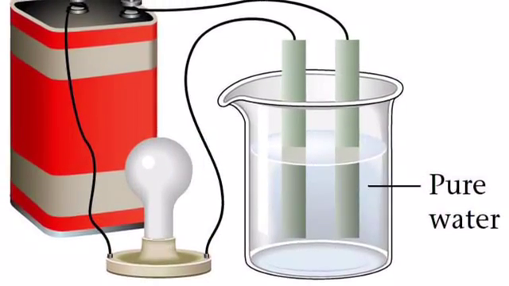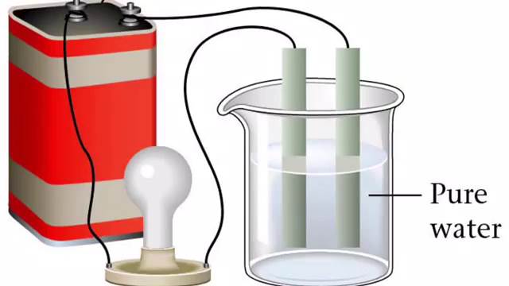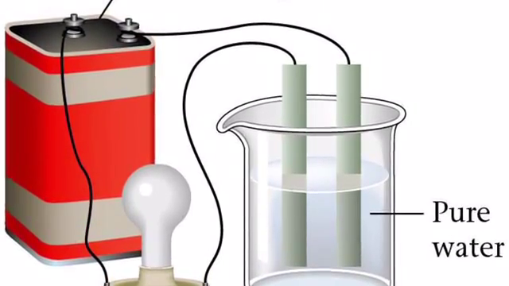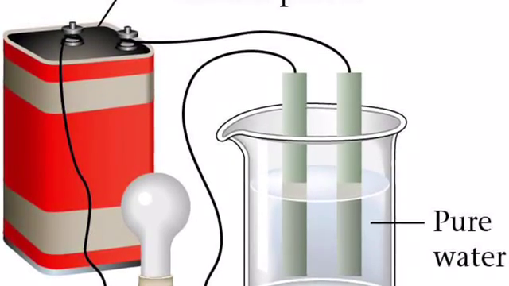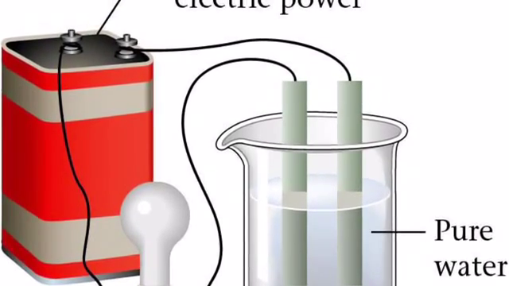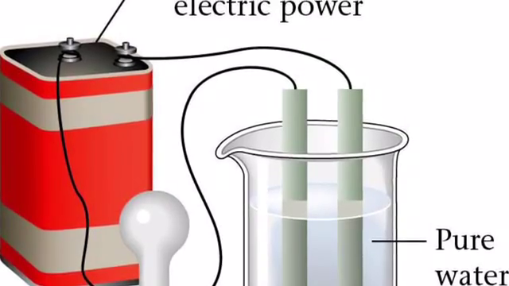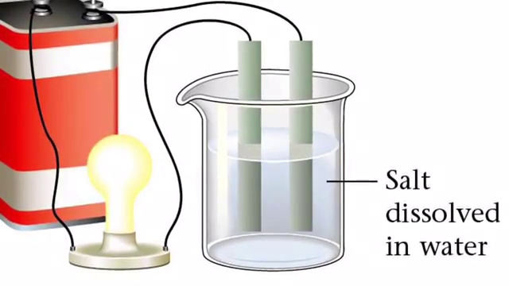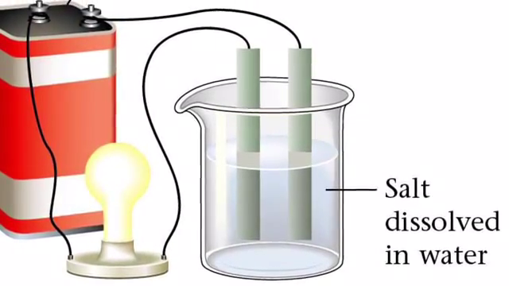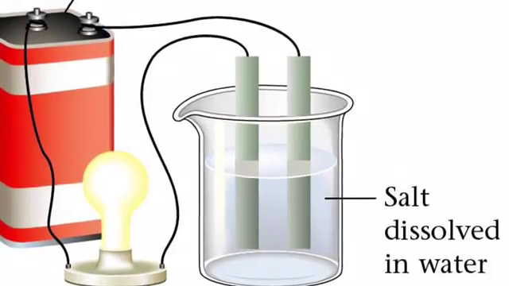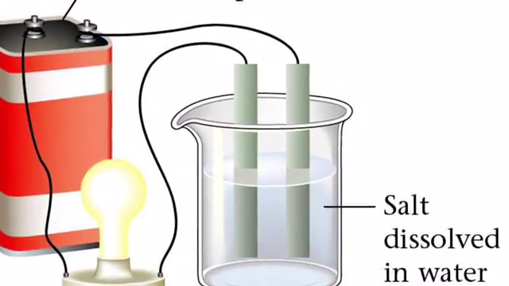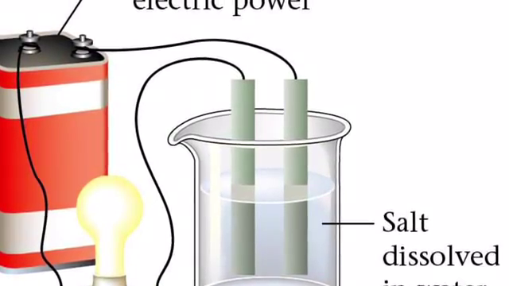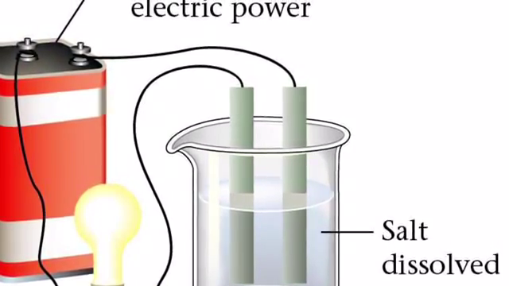We can test to see if a given compound is an ionic compound or not. For example, here we're testing pure water. When we run an electric current through the water, it does not light the bulb, it does not generate current because water does not dissolve to make ions. On the other hand, when we dissolve salt in water, it dissolves to make sodium ions and chlorine ions, and those do conduct electricity, and therefore the bulb does light because there is electric current generated that goes through the circuit and lights the bulb.